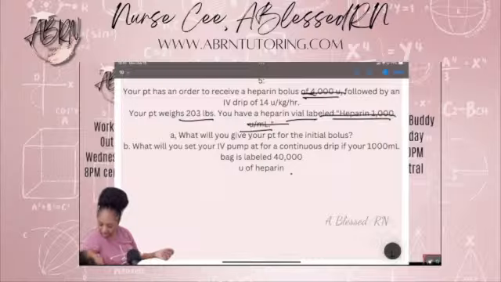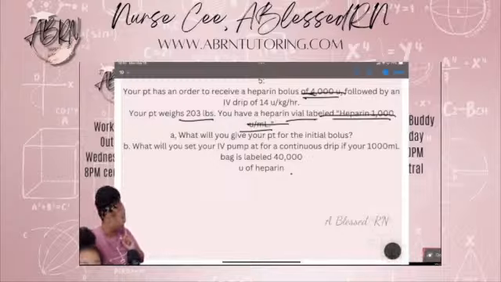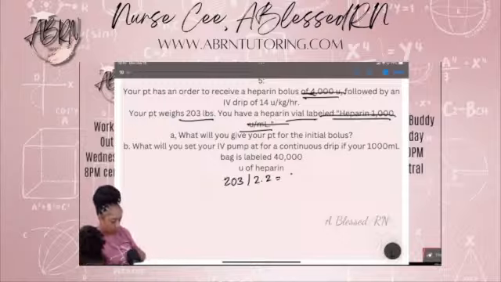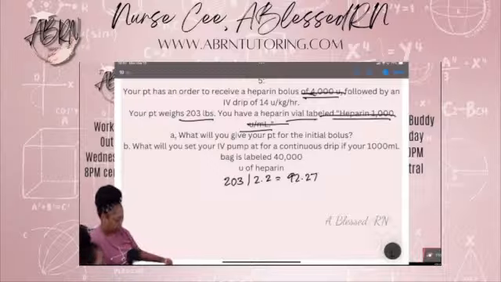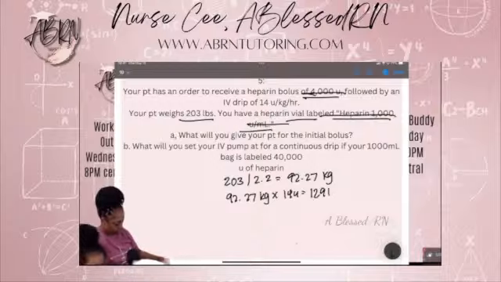So if we were to use the desired over have method, remember the first thing that you want to do is address the weight if it's not in kilograms. So 203 divided by 2.2 is going to be 92.27 kgs. Nice. So we're going to multiply that by our order, which is how many units? 14 units. So 92.27 times 14 is this number right here.